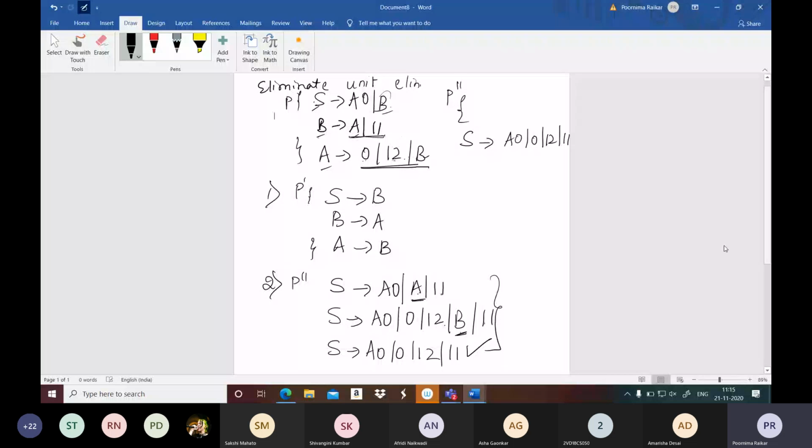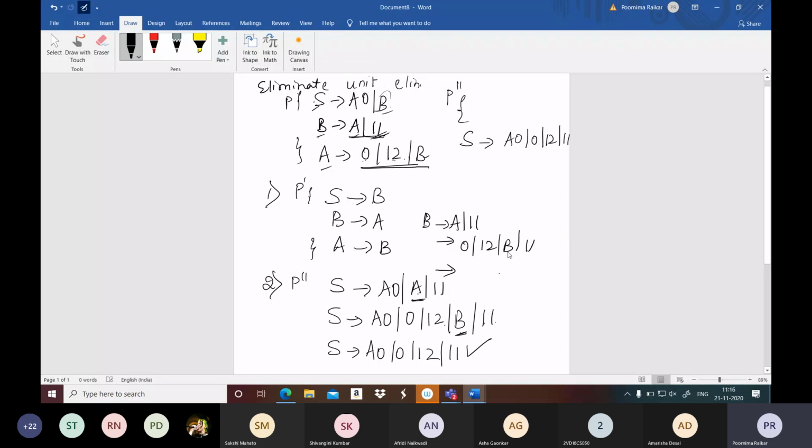Next, with B I have to do. Again B with A11. A11 is not a unit production. B with A is a unit production. So again I have to substitute A with 0, 1, 2, B, 11. Keep the last one as it is. So let me do it here. I'll take B with A, 11. So A I have to substitute with 0, 1, 2, B, 11.